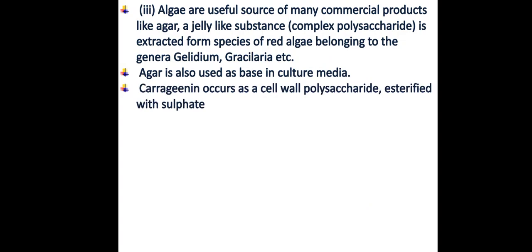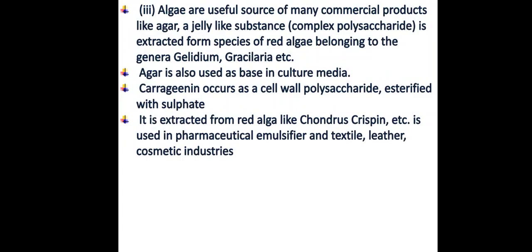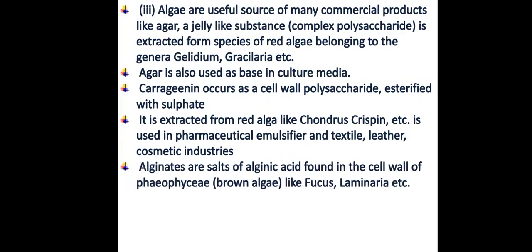Carrageenan occurs as a cell wall polysaccharide which is esterified with sulfate. It is extracted from red algae like Chondrus crispus, etc. And it is used as a pharmaceutical emulsifier and in textile, leather, and cosmetic industries. Alginates are salts of alginic acid found in the cell wall of Phaeophyceae, which are brown algae like Fucus, Laminaria, etc.